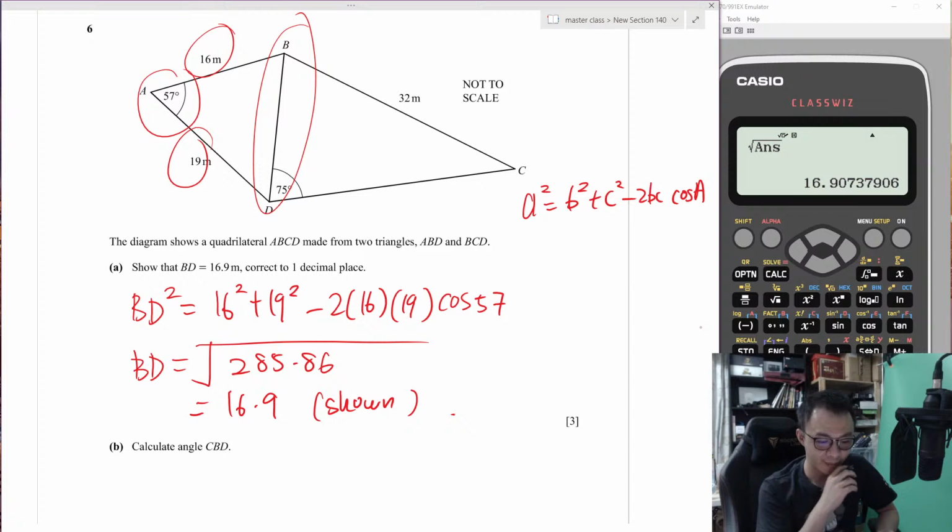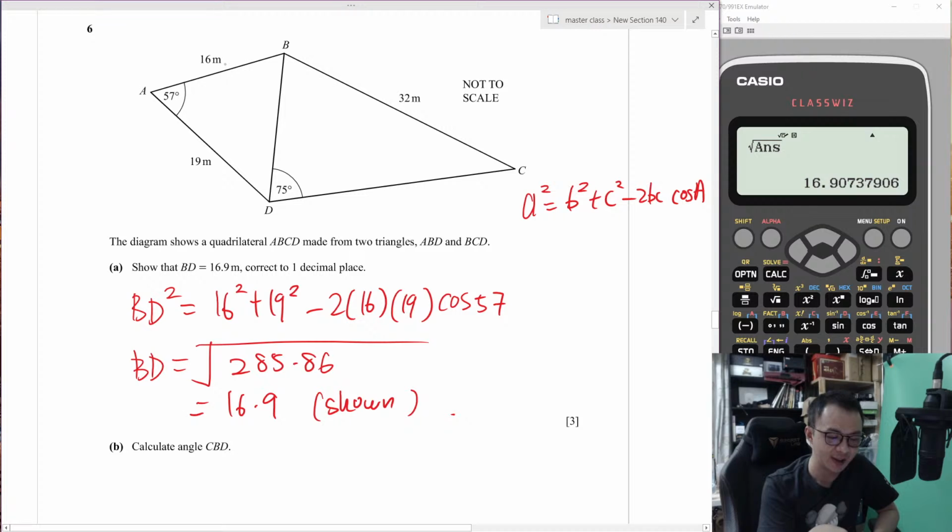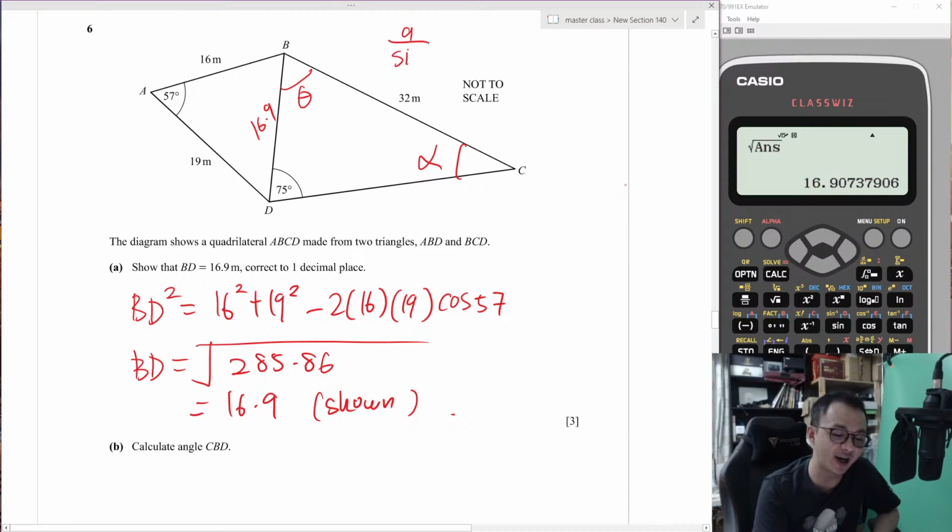So, okay. Then they asked us to find the angle of CBD. Alright, we want to find this angle. We have this length, 16.9. I think it's possible we use the sine rule to find this angle first, before we get the theta angle we want to find here. Alright, so I'm going to use the sine rule, A over sine A. I want to find angle, right, sine on the top. Sine A over A equals to sine B over B.